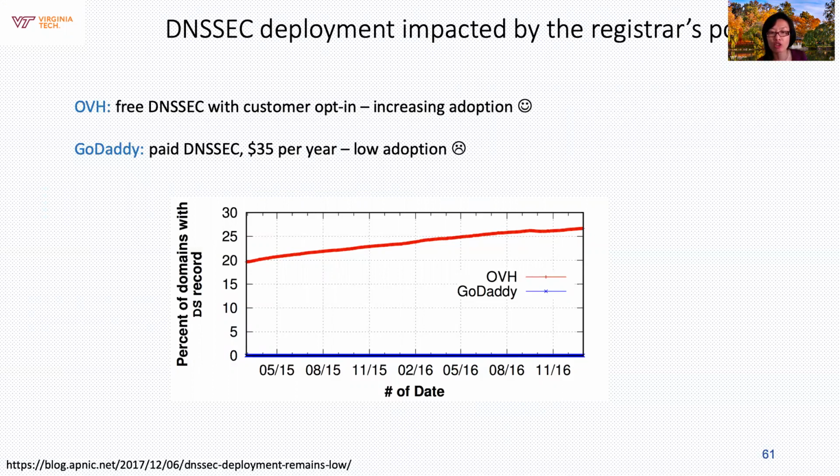But it's encouraging to see the trend is increasing because it provides DNSSEC for free. A customer does have to opt in. That means by default it's not enabled. You do have to say, I want to have DNSSEC. So this just touches on security and economics. If there are sufficient incentives, people do want to adopt security tools.